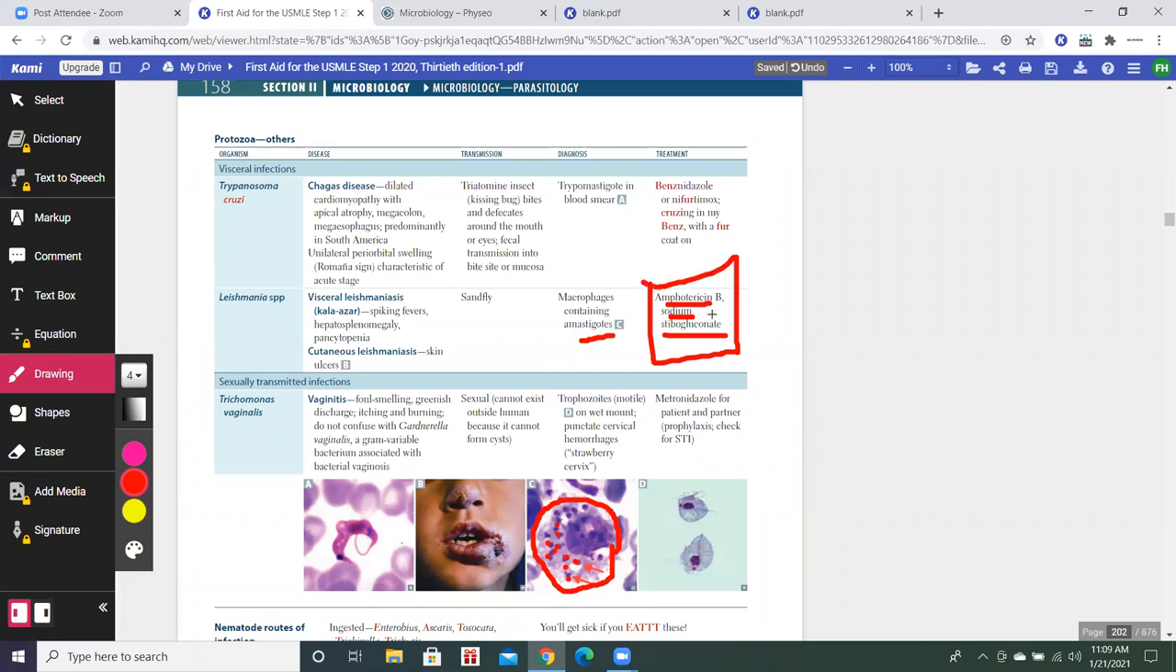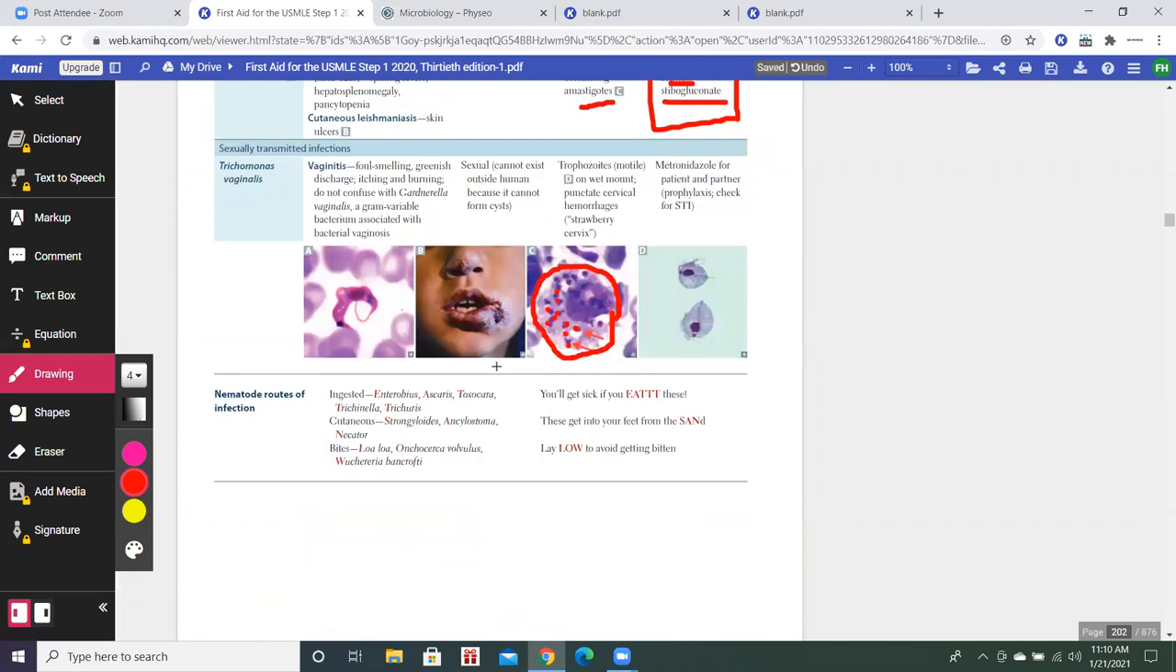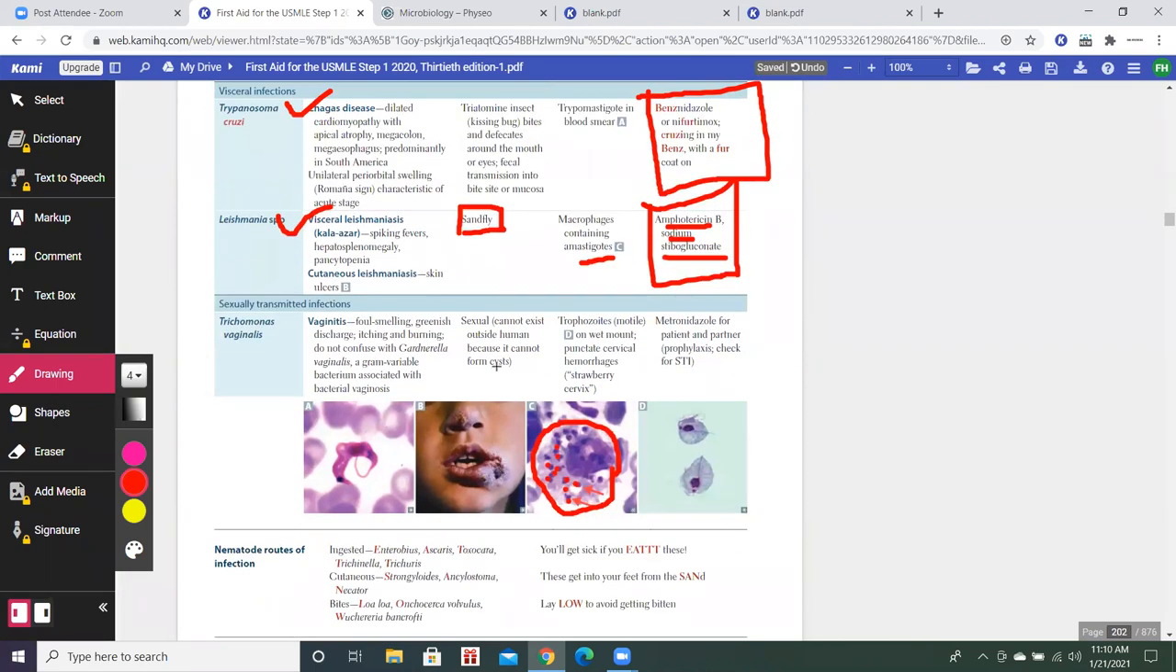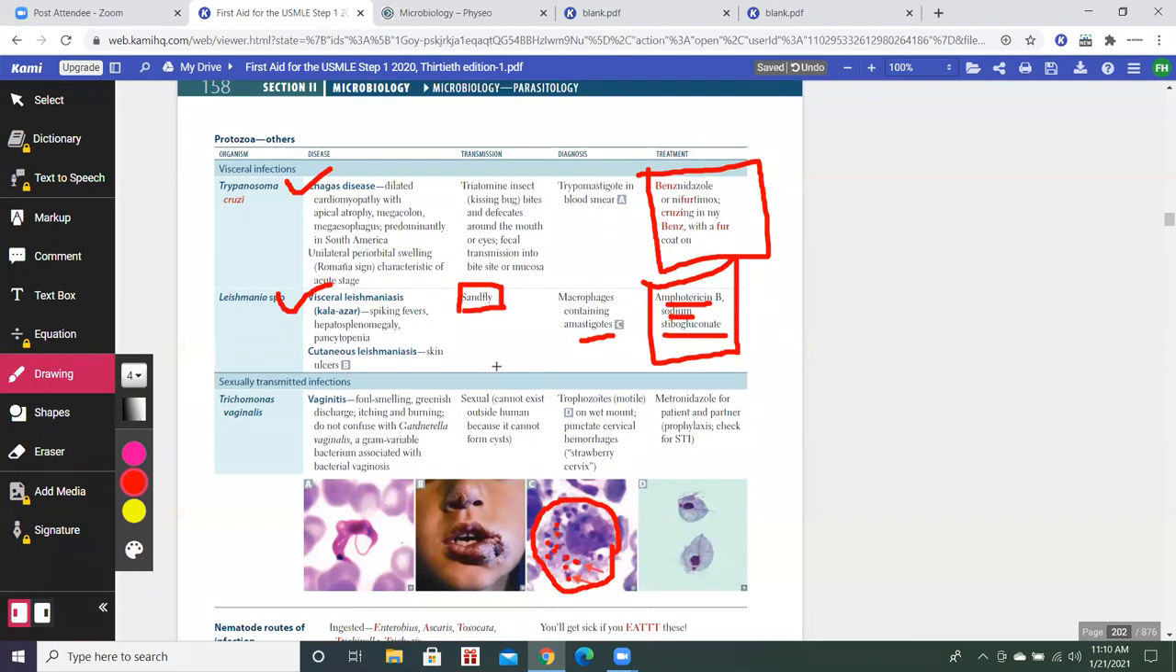This treatment is not very high yield, so don't worry about this, although the treatment for Trypanosoma cruzi is very high yield, so you cannot forget that one. So that is all for Trypanosoma cruzi and leishmaniasis. Leishmaniasis is transmitted when you get bitten by a sandfly. So that's that. Is everyone clear about this? Yes or no?